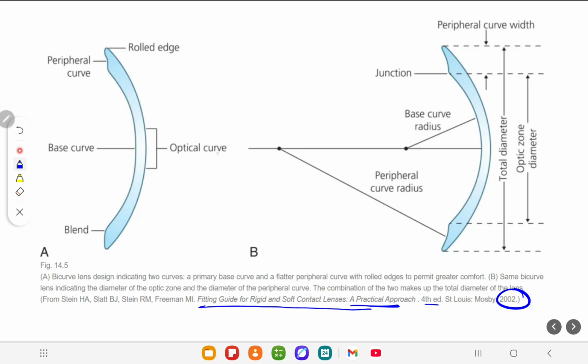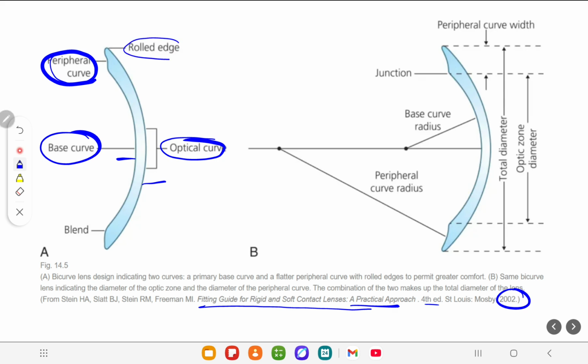In this case, the optic curve basically means the curve responsible for vision by doing refraction. The front optic curve is the front surface of the contact lens, and the back optic curve is basically called the base curve. The role of the peripheral curve is mechanical support of the contact lens, basically for fitting purposes. The edge is not sharp, it is rolled. Between two curves there can be a sharp junction, so the manufacturer blends that junction.